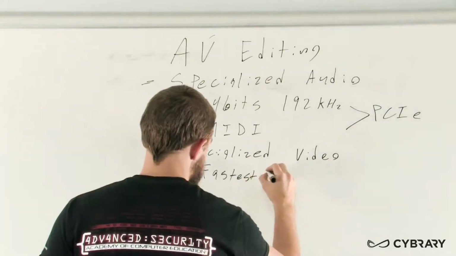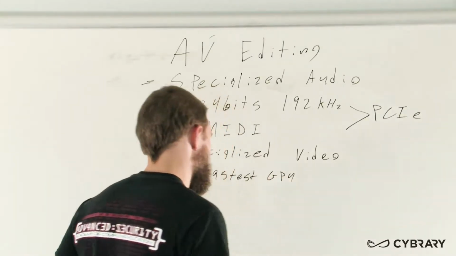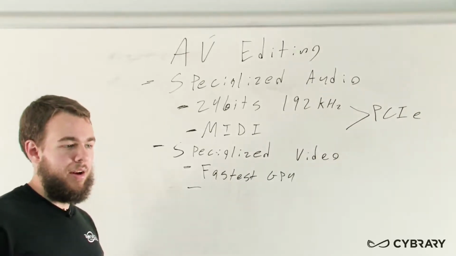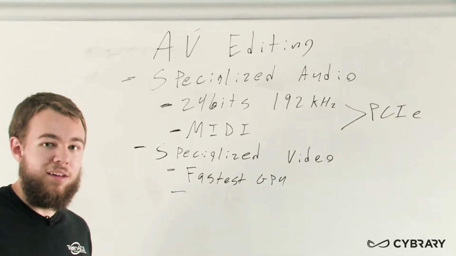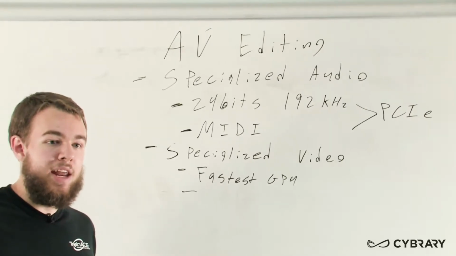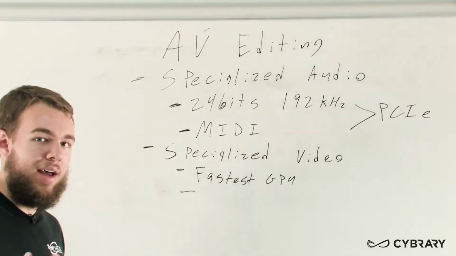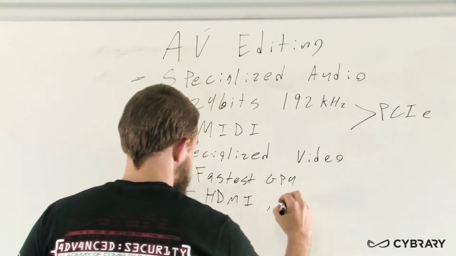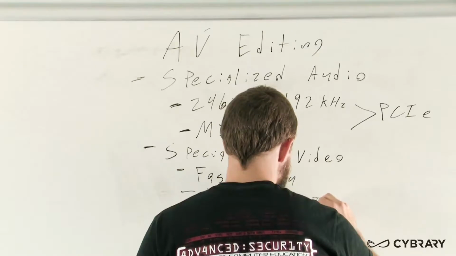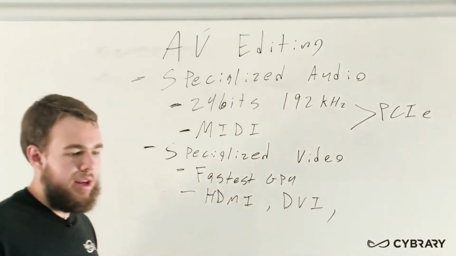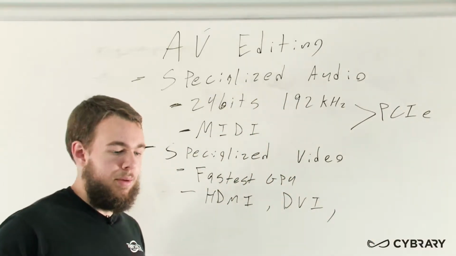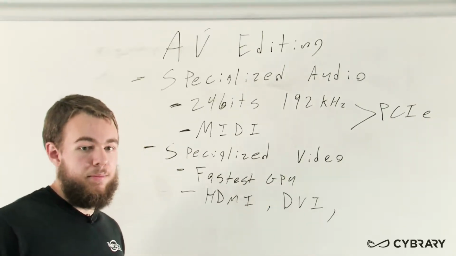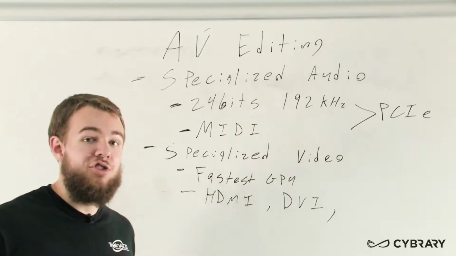our specialized video card. In addition to having our fastest GPU possible, we also want to make sure that we're getting a video card that we can plug into some really good displays, some high-end displays to sample that video and make sure that it's high quality and we don't have any distortion. So we're going to look for video cards with HDMI ports or DVI ports. We want to avoid VGA if possible, because our HDMI and our DVI are both digital, and they're going to give us a bit better output quality than our standard VGA would.